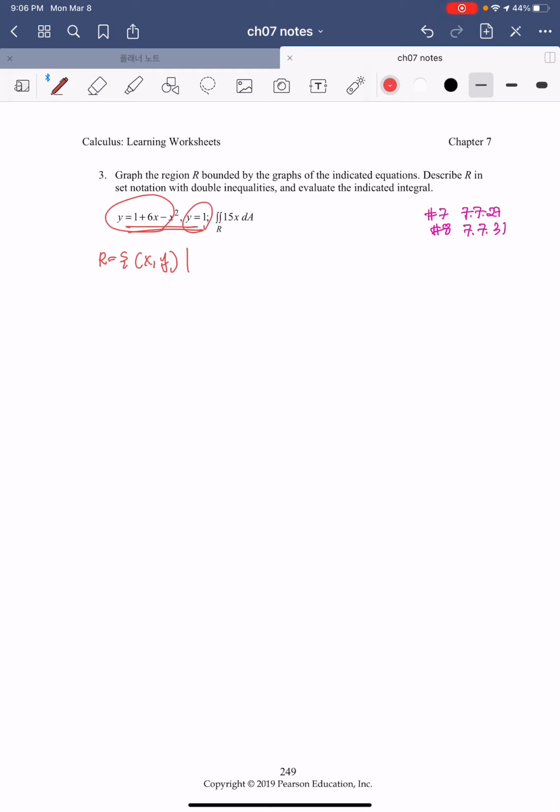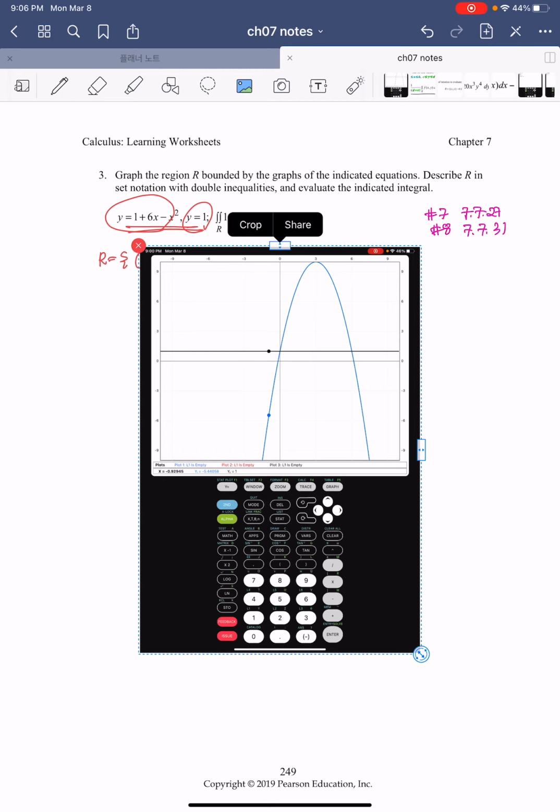So we tried three different calculators. The actual physical calculator did work. So we found the two intersection points, and actually, this was what we had.